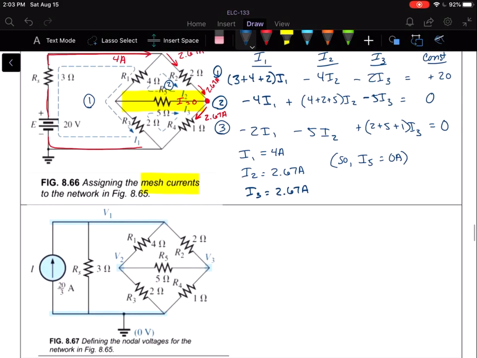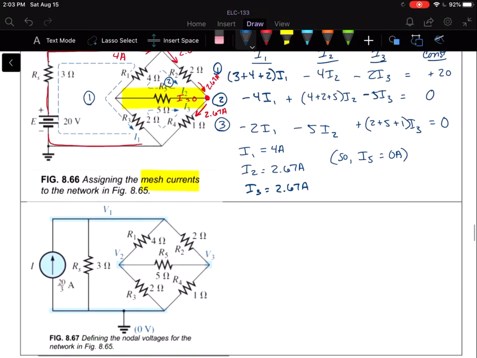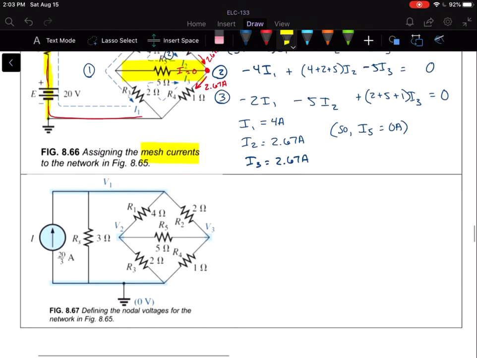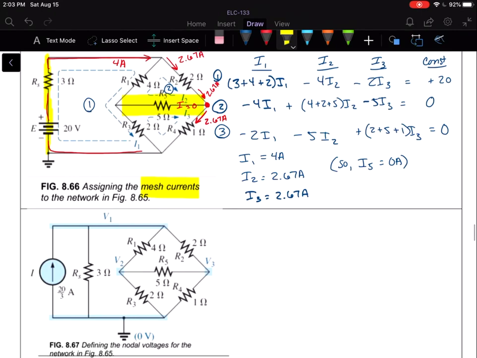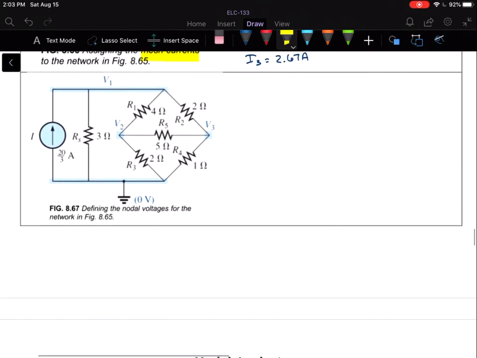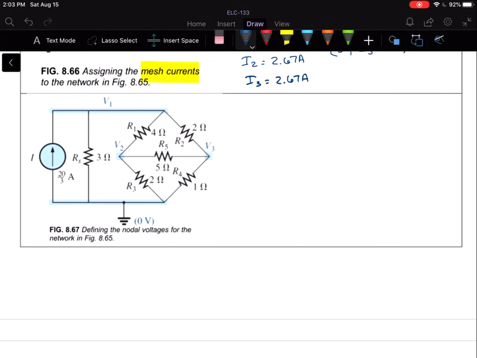Now to do that, I'm going to convert this voltage source here into a current source, and so we did that. It's 20 divided by 3 amps, and we put the 3 ohm resistor in parallel now with the source. So let's do our nodal analysis. We're going to use the format approach here.